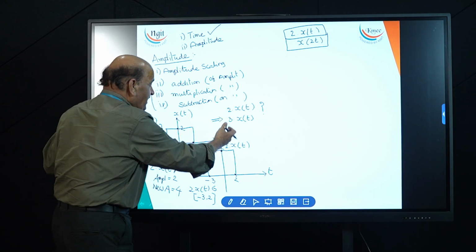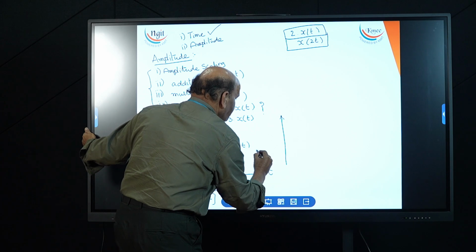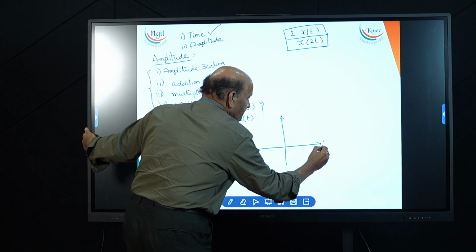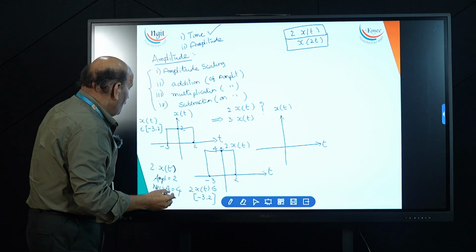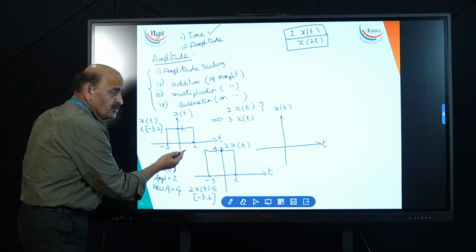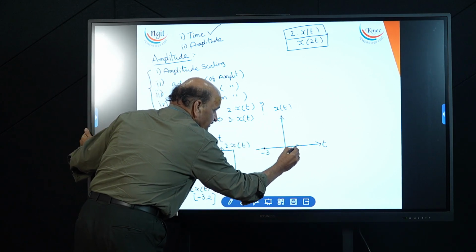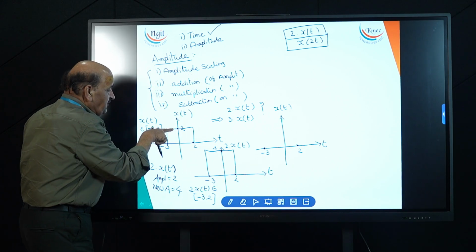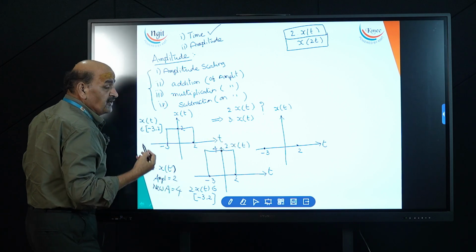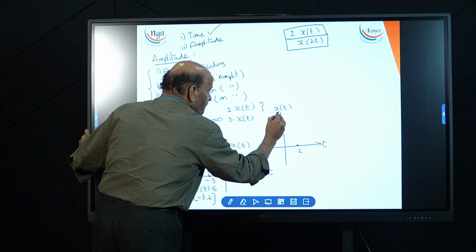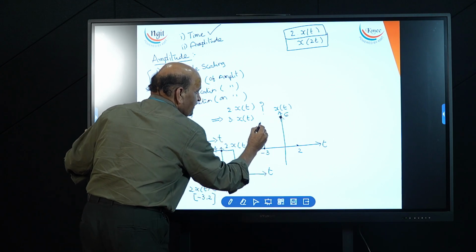In a similar way, just look at what the graph of 3 times x of t is. This is t, this is x of t. Now, what is the width of the graph? -3 to 2. There is no change in the width. So that is -3, this is 2. In the previous case, what is the amplitude? 2. Now 2 should be multiplied by 3. That means 6. So here is the 6, and the signal will be like this.